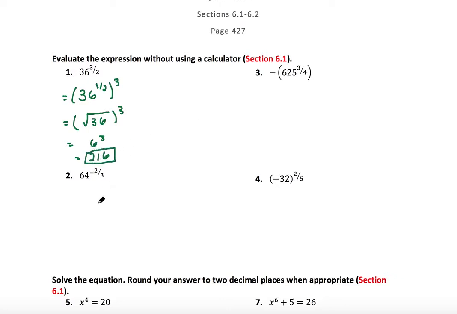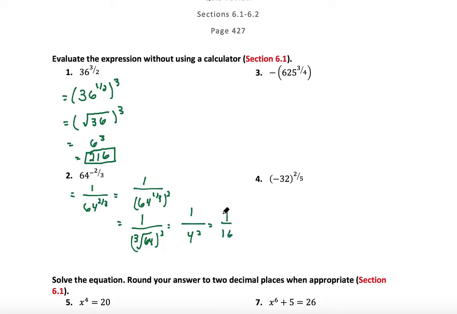Okay. Number two, we have 64 raised to the negative 2/3 power. With negative exponents, what you should do first is flip it. So we have 1 over 64 to the 2/3 power. And then we're going to do a similar process as we did with number one. So we have 1 over 64 to the 1/3 power squared. And this is going to become 1 over the cube root of 64 squared. And then the cube root of 64, what number times itself 3 times gives us 64, is going to be 4 squared, and then you have 1 over 16 as your answer.